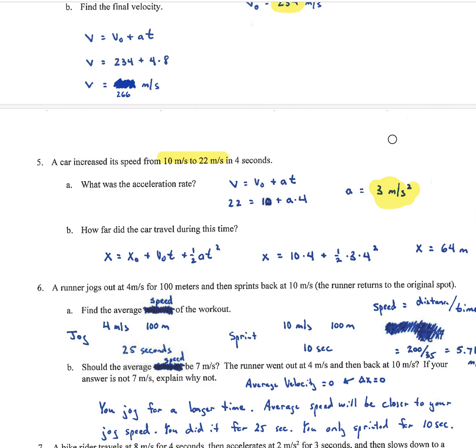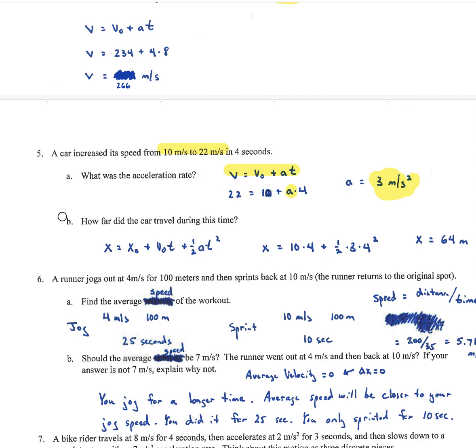You could have done that in your head, or you can look at the equation. Went from 10 to 22 in 4 seconds. What rate was required to do that? Well, an increase of 3 meters per second every second would be required.